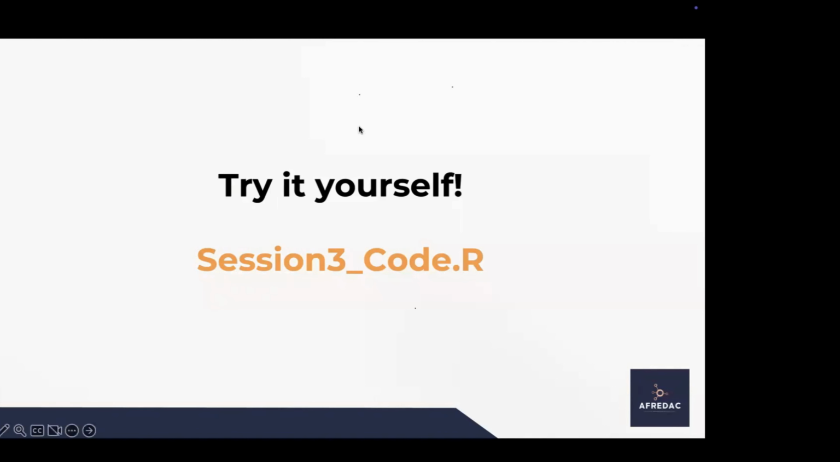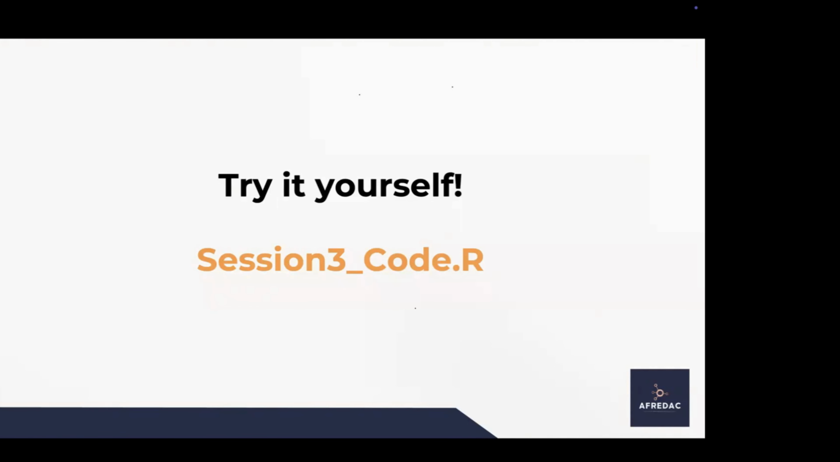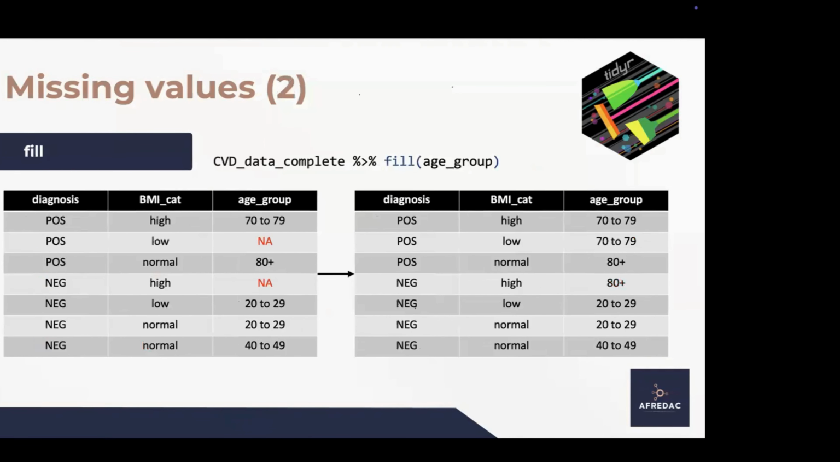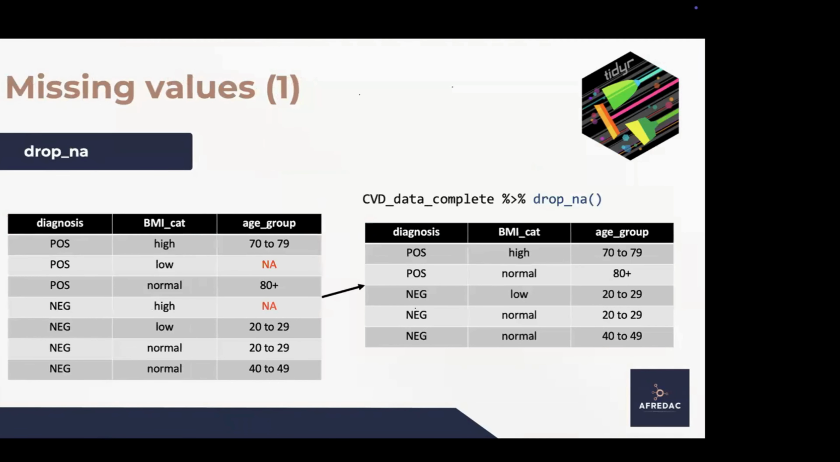Ashna, I have something. Maybe it's more of a comment. I've actually noticed that in the example you gave for complete in your slide, if you go to the complete, then this drop NA in the next slide, it means that if you complete and then you drop NA, you end up with the original data set. Is that always the case?